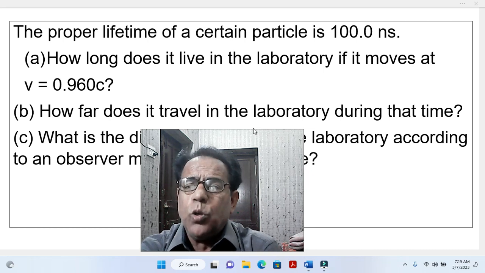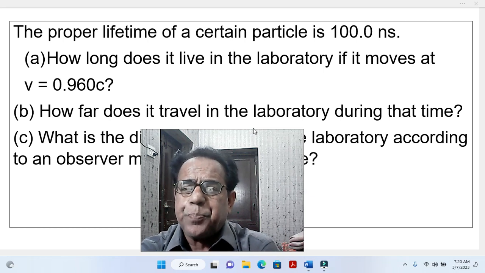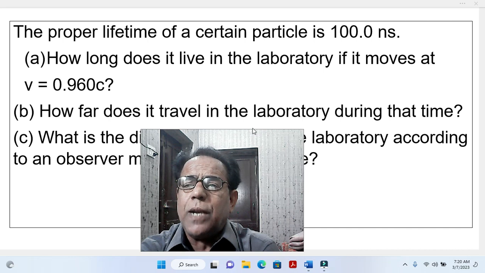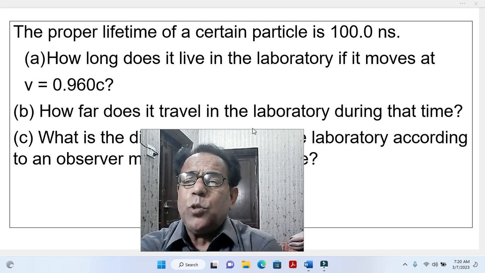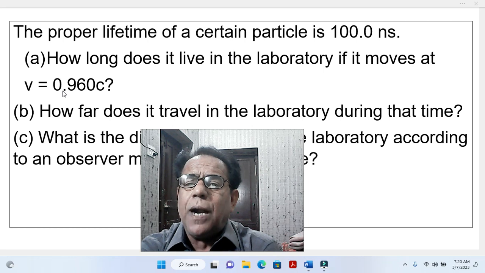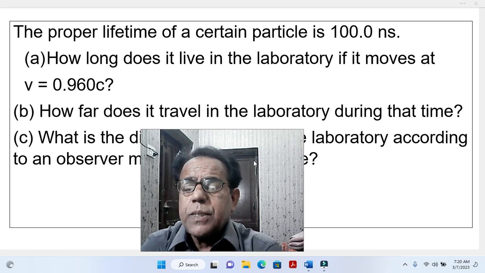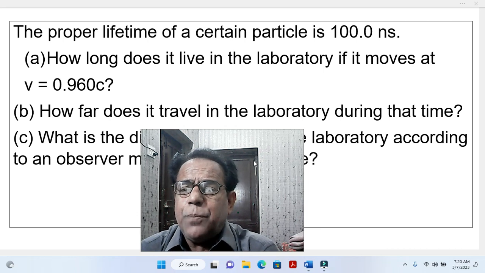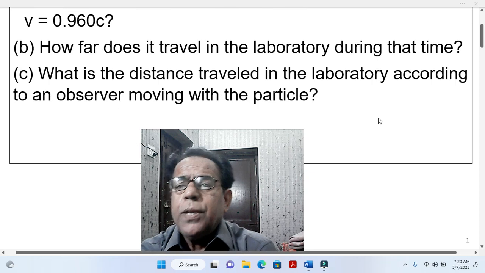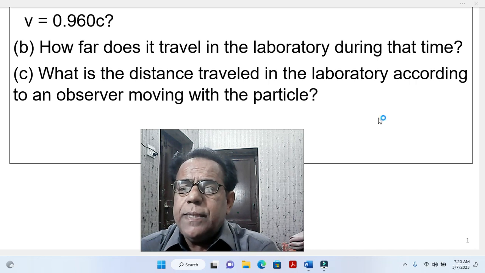How long does it live in the laboratory if it moves at v equal to 0.960 c? So here c is not equal to the speed of light, but it is less than the speed of light. If we divide the speed of light in 100 parts, then this speed is equal to about 96 parts of those 100 parts, so it is a very rough picture. How far does it travel in the laboratory during that time? What is the distance traveled in the laboratory according to an observer moving with the particle?